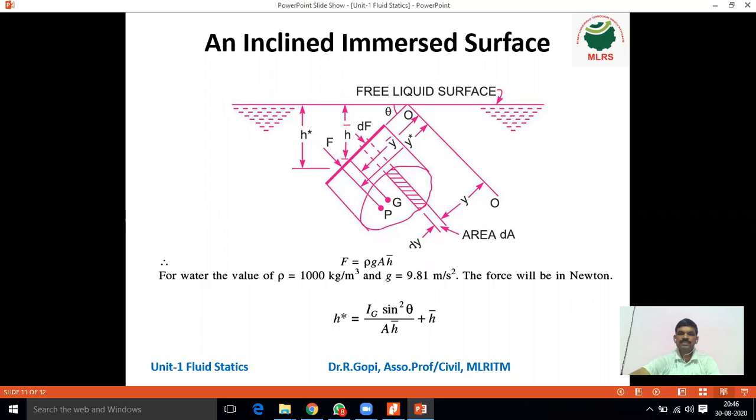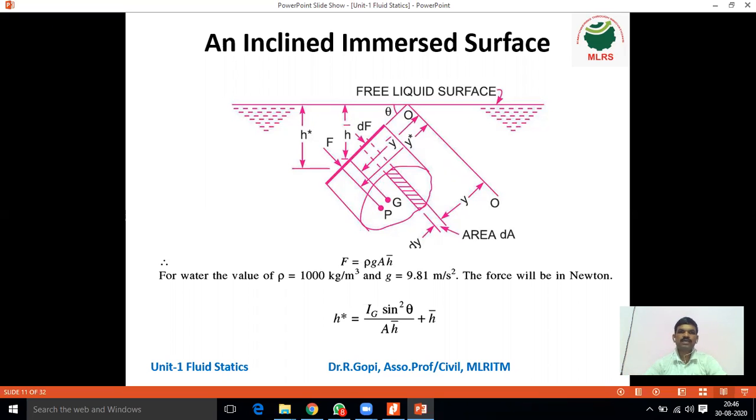So last class we saw about vertical plane and horizontal plane immersed in surface. In this class, in the fluid mechanics chapter, we will discuss about an inclined plate, or an inclined plate immersed in water or some other liquid. We have already seen the derivation for this case.